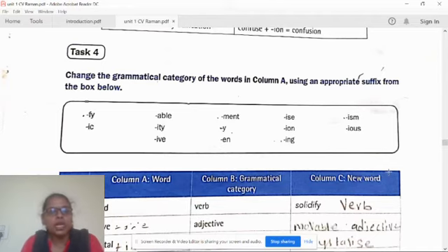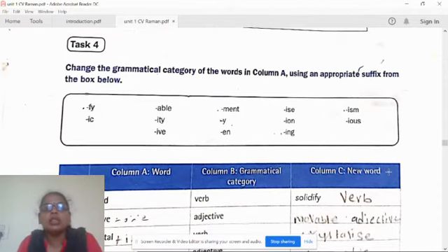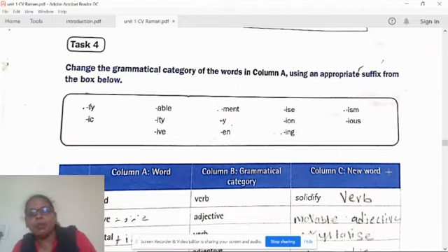Meaning a noun can become an adjective, and so on. Now let us see those sort of things. They have given some suffixes here like fy, ic, able, ity, ive, ment, en, and many more suffixes, and they asked us to change the word in column A to column B, into a grammatical category. We have to change as per this B category. B means the grammar part which they are asking. We need to write this in column C.